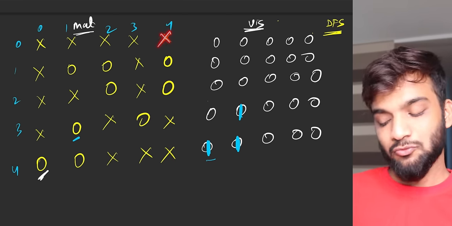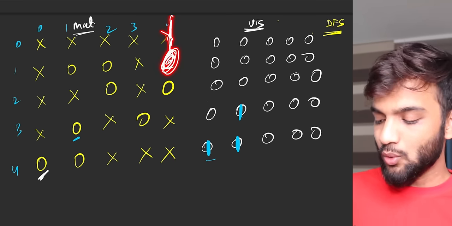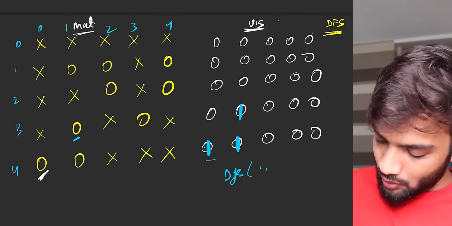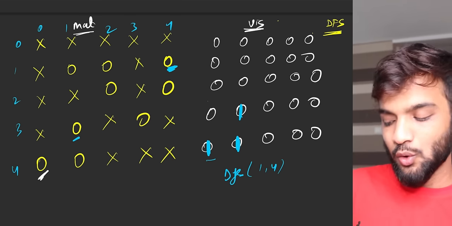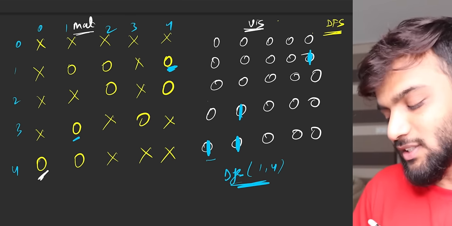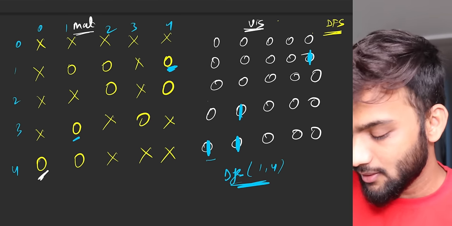We have an X. No. We have an O. Yes. Start from here. While checking, you just get an O. So the moment you got an O, start the DFS from there, which is DFS of 1,4. So this is an O, which is DFS of 1,4. Please mark it as visited. The moment you have marked it as visited, done.